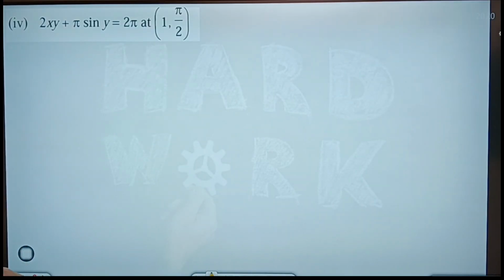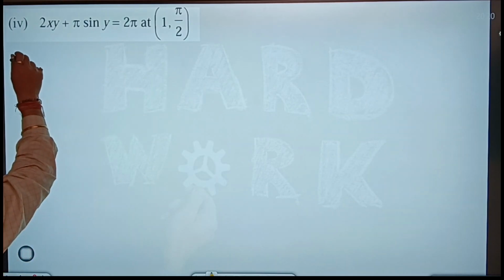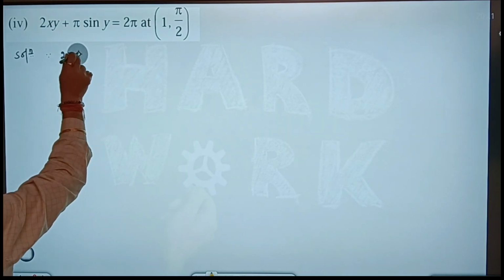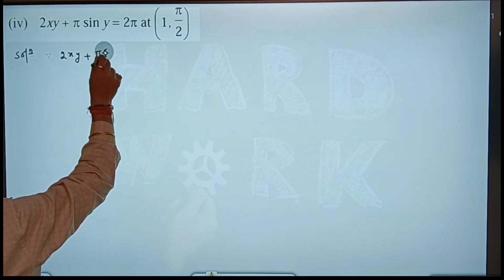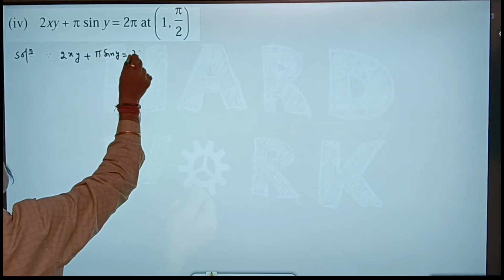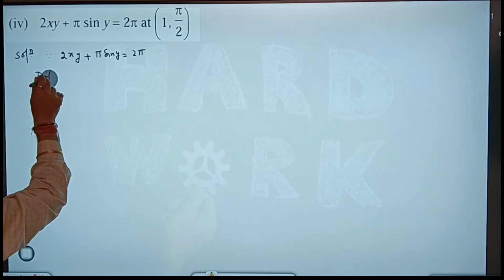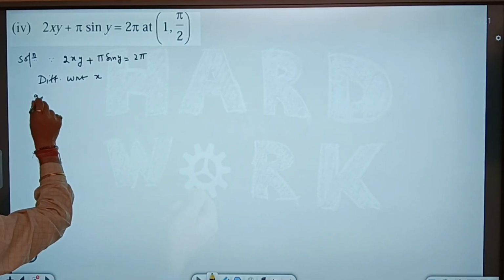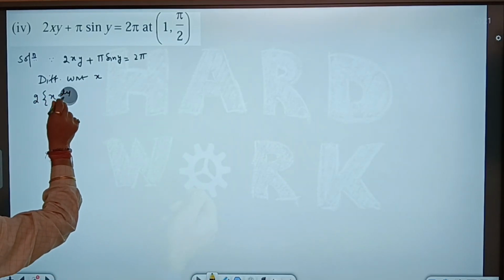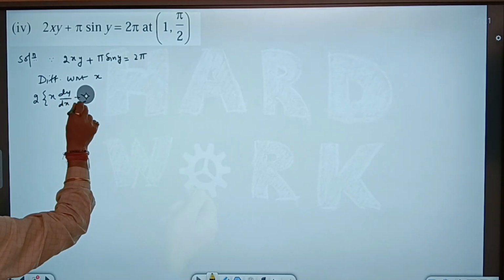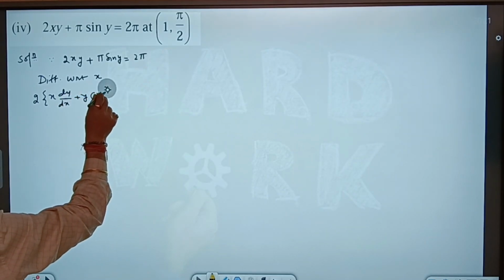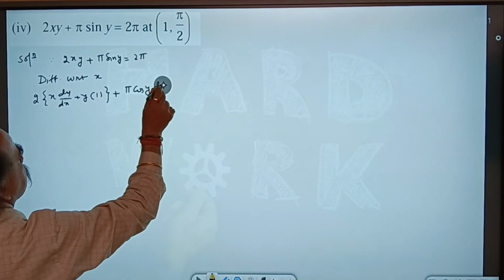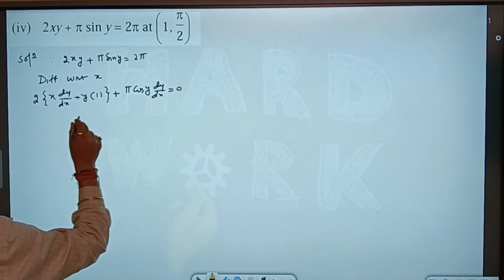Third, 2xy plus pi sin y is equal to 2 pi. Since 2xy plus pi sin y, differentiating with respect to x, 2 into x dy by dx plus y into derivative of x is 1 plus pi cos y dy by dx is equal to 0.